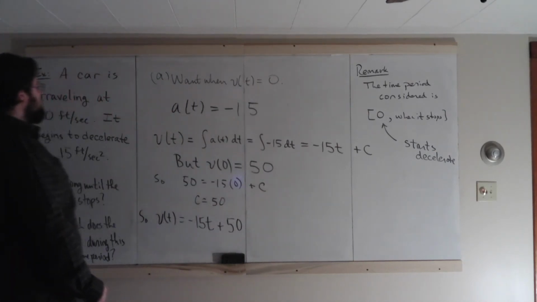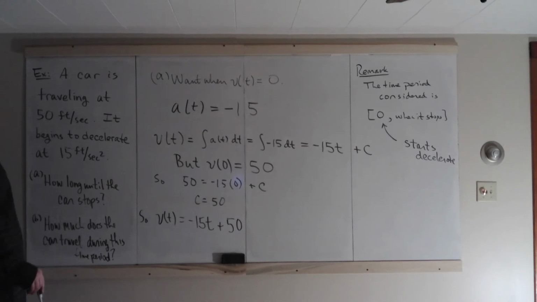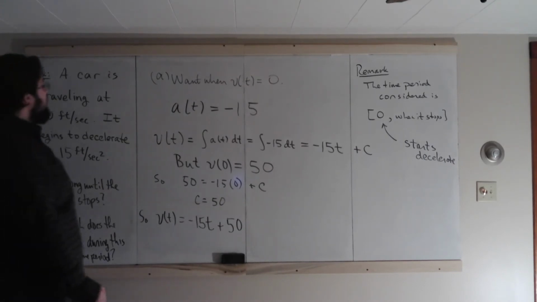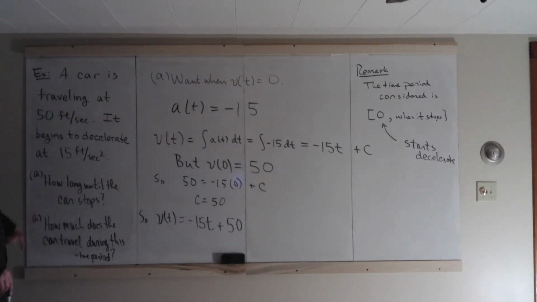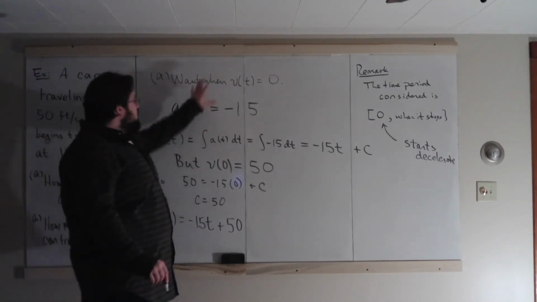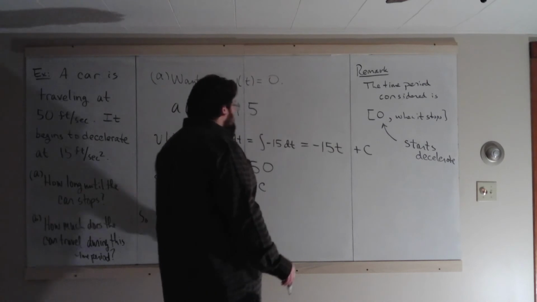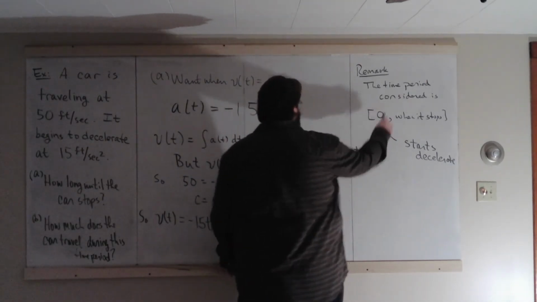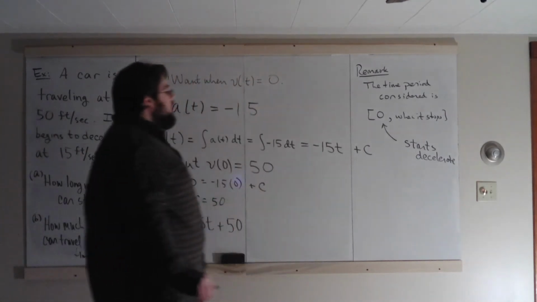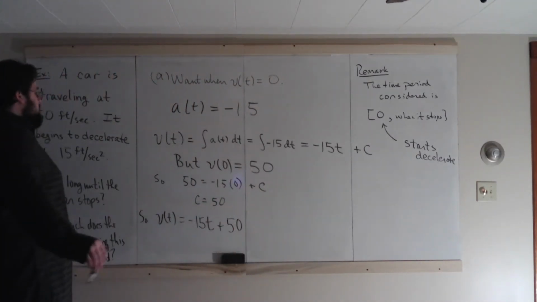This question didn't say to find the velocity function. This said to find how long it takes for the car to stop. So we need where the velocity is 0, and that'll give us the time after which it stops. And since we're defining our 0 to be at the beginning of the deceleration period, that will tell us how long it takes to stop.